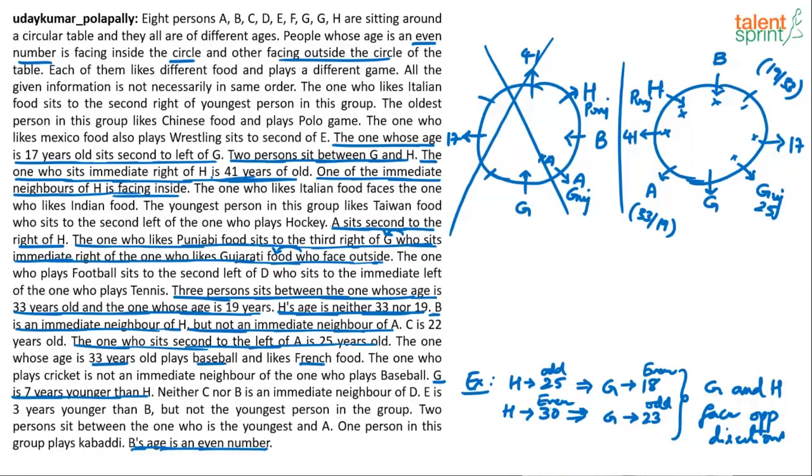C is 22 years old. Okay, if C is 22 years old, where would C come? Hold on, there's a challenge here. Where would C come? He says C is 22 years old. G, A, C cannot come here. H, B, C cannot come here. 17, Gujarati, 25. Hey, where will C come? Something is wrong.